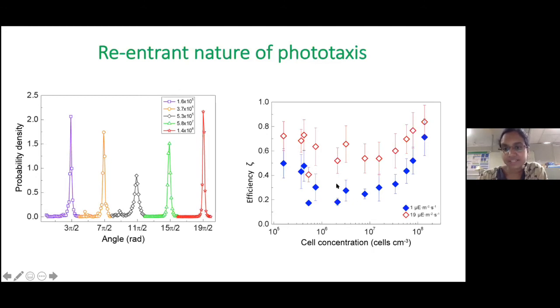So for low intensities, you can see there is a very clear dependence on cell concentration that is re-entrant in nature. That means it has a well-defined minimum and a pickup. And then for higher light intensities, this dependence becomes weaker, as you would expect once again. Because if you are at very high light intensities to begin with, you have very high phototaxis efficiency. So the modulation that you will get will become lower.